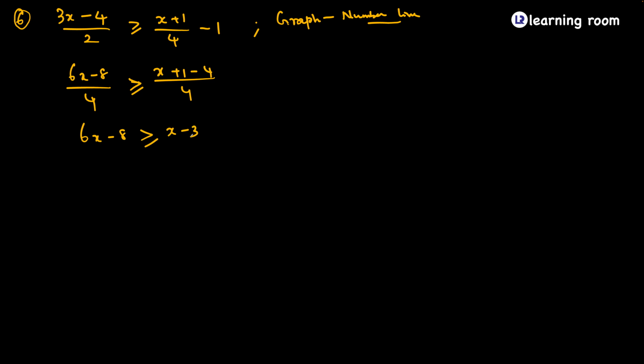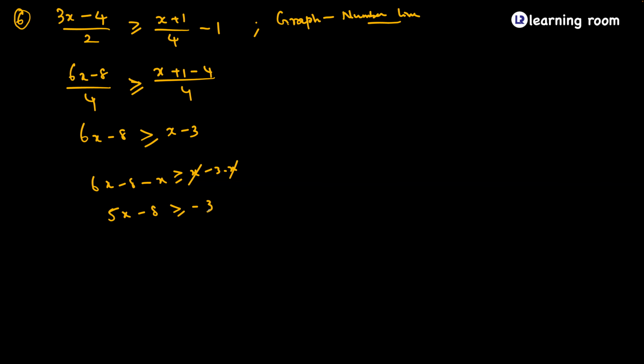So I'll bring the lesser value to the left hand side. So I'm going to subtract x on both the sides. So 6x minus 8 minus x is greater than or equal to x minus 3 minus x. x and x are gone. 6x minus x is 5x minus 8 is greater than or equal to minus 3.